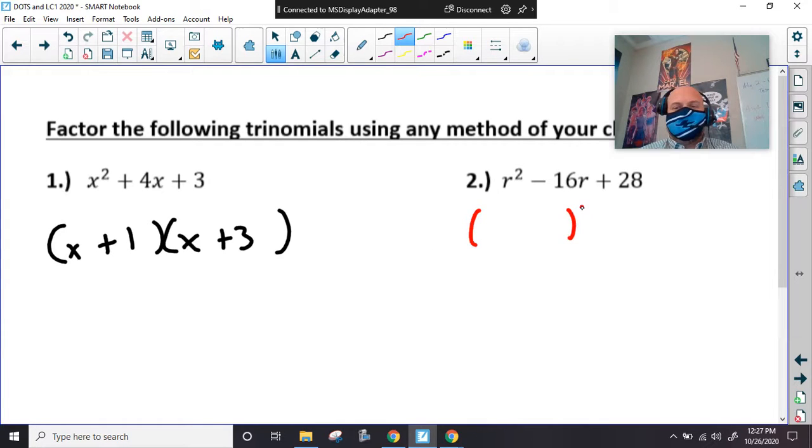All right. Now, what gets people is the rules with the minuses. Because this is positive and this is negative, that means both of these are negative, because a negative times a negative is positive. If you add 2 negatives, you get a negative. Okay. So what numbers, when you multiply them, you get 28, but you add them, you get 16?